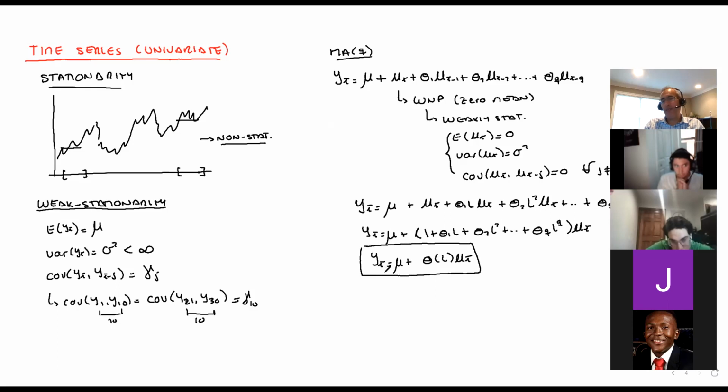This model simply implies that my variable y t depends on previous errors. So the time series of the errors are able to explain the behavior of my model.